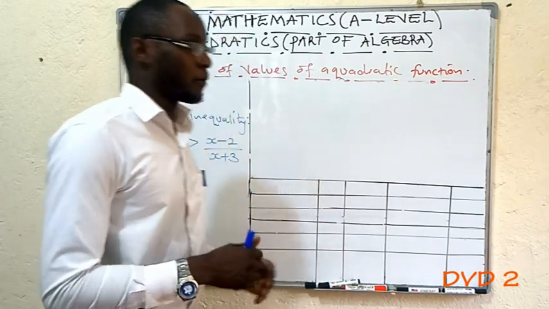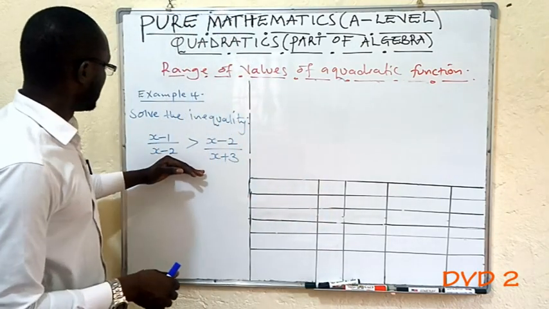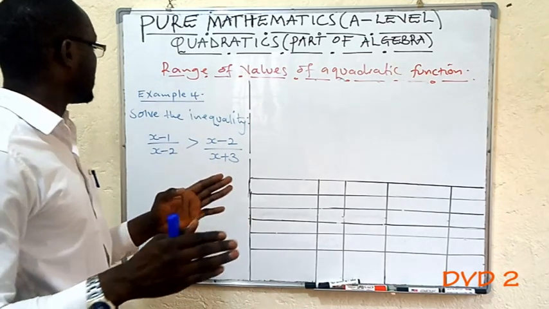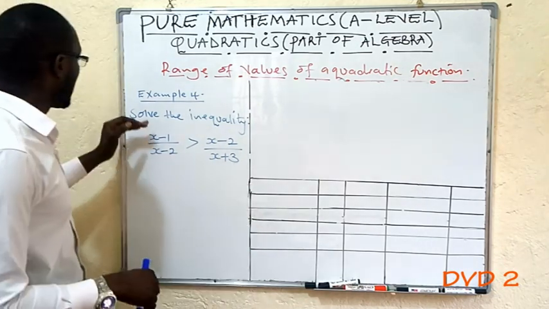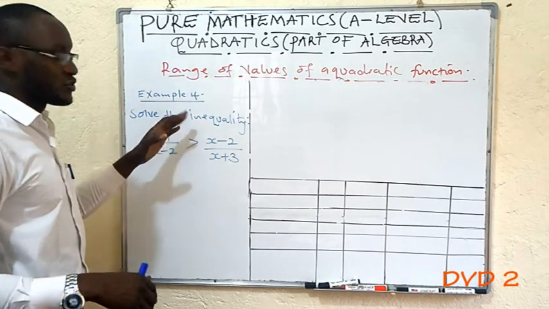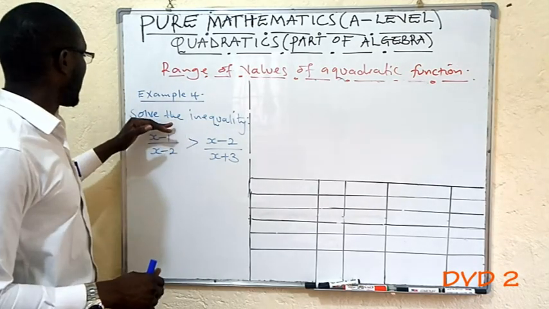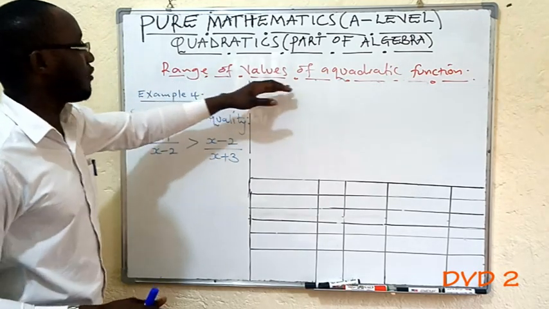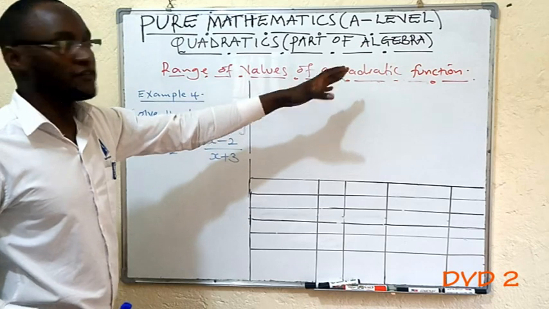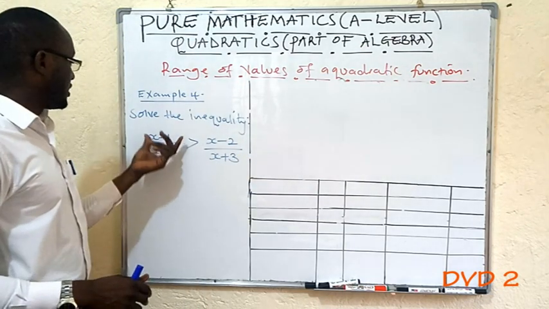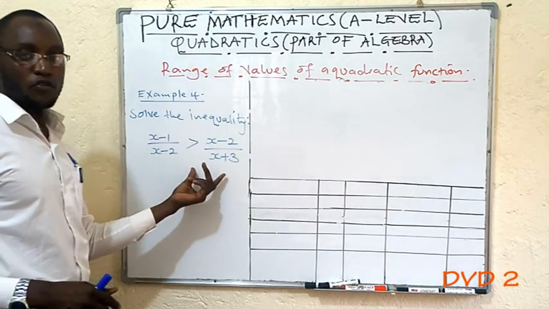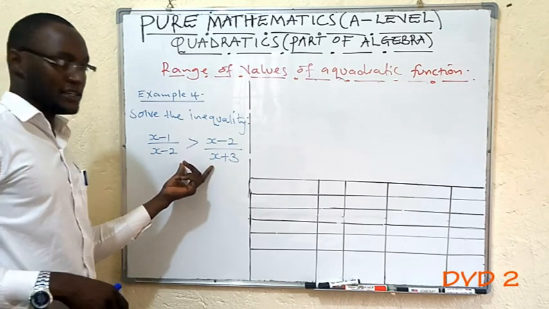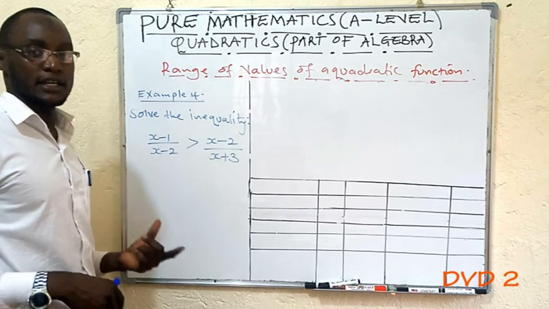We are progressing slowly by slowly. Now we have gone to number 4. Number 4 has changed the mode of the language. The language is not talking about real roots, but it's talking about solving the inequality. Since we are looking for a range of values of a quadratic function, you never know, this might also result into a quadratic function. Let us go and see what is hidden in this setting of the examiner.